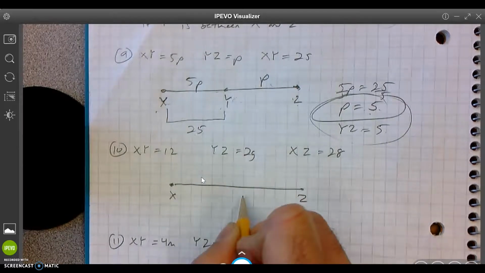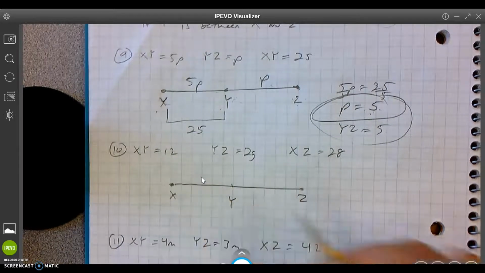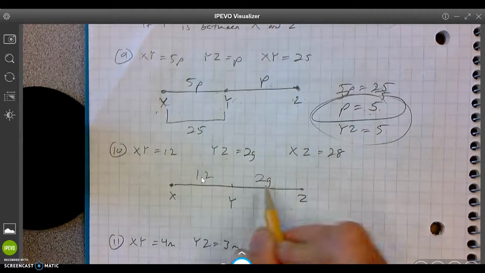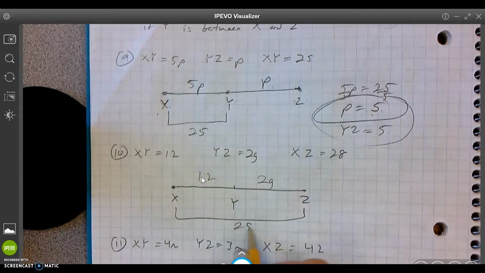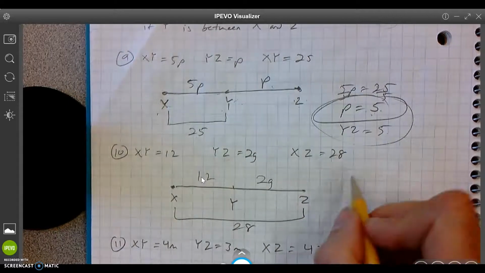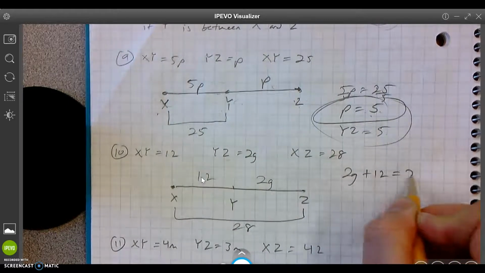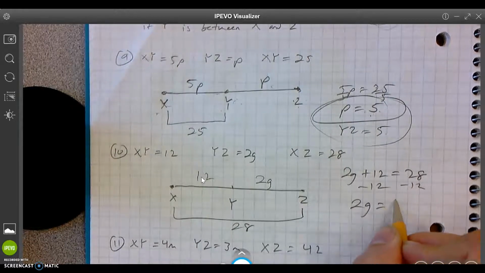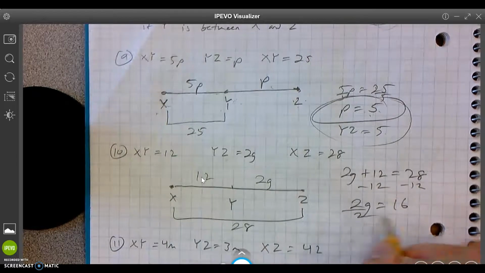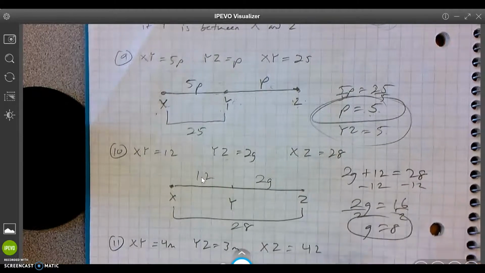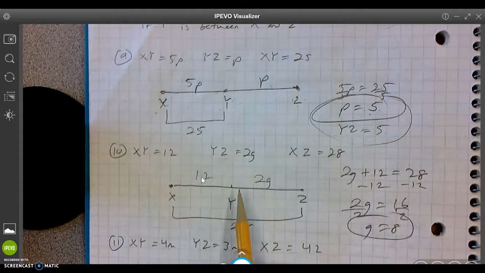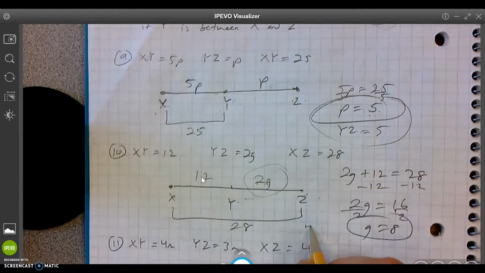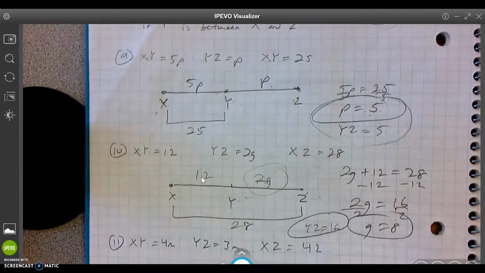X, Z, and Y is somewhere in between. So XY is 12, YZ is 2g, and XZ is 28. Bam. 2g plus 12 equals 28. Subtract 12. 2g equals 16. Divided by 2. g is 8. What else do we have to find? YZ. So 2 times 8 right there is 16. There you go.